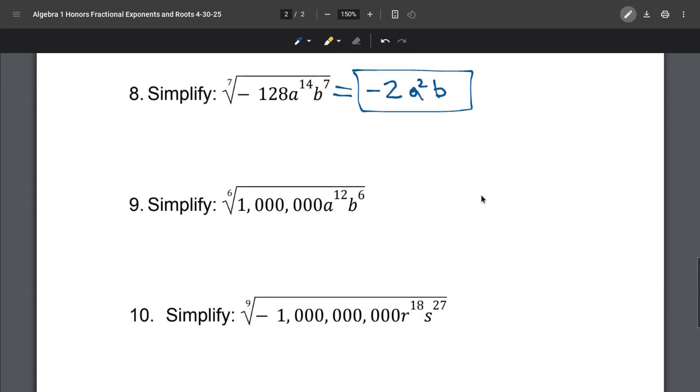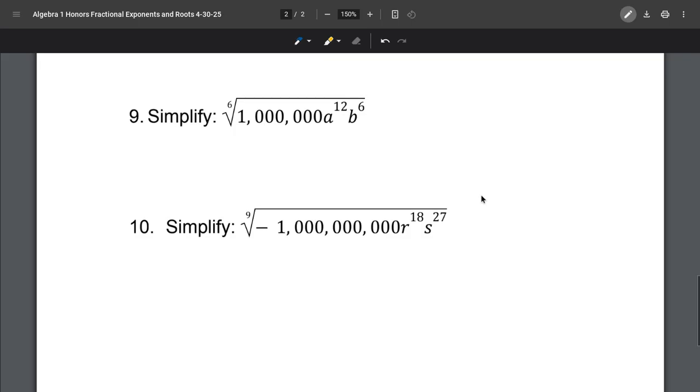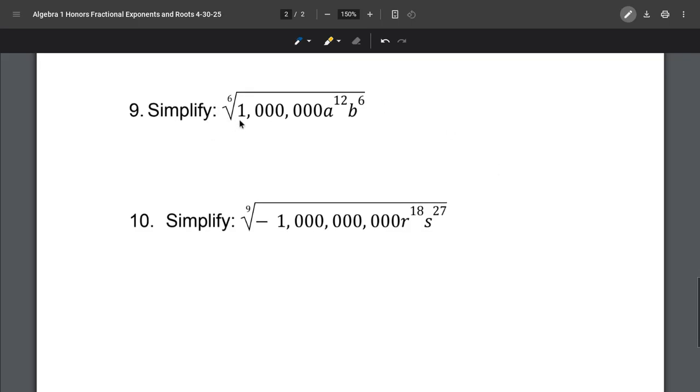Okay, problem number 9. We're taking the 6th root of 1,000,000 a to the 12th b to the 6th. So 10 to the 6th power is 1,000,000. So the 6th root of 1,000,000 is 10. And then 12 times 1/6 is 2, so 10a squared. 6 times 1/6 is 1, so 10a squared b.